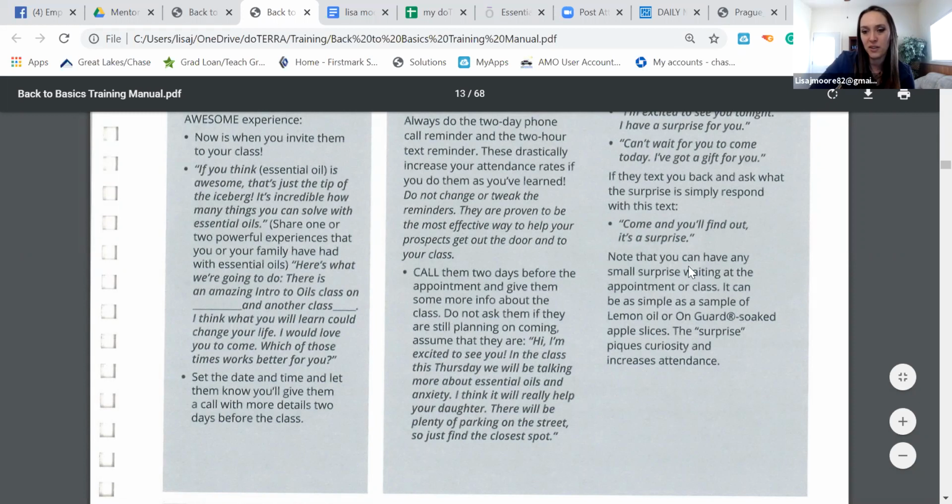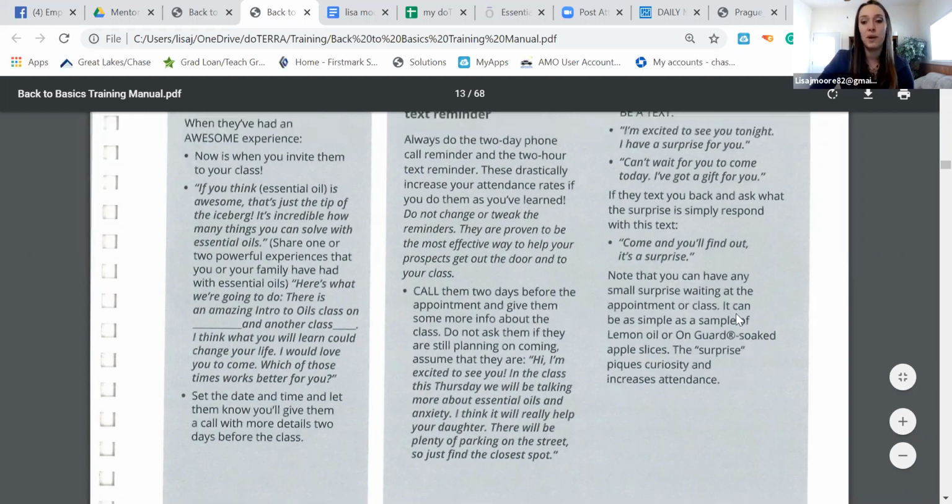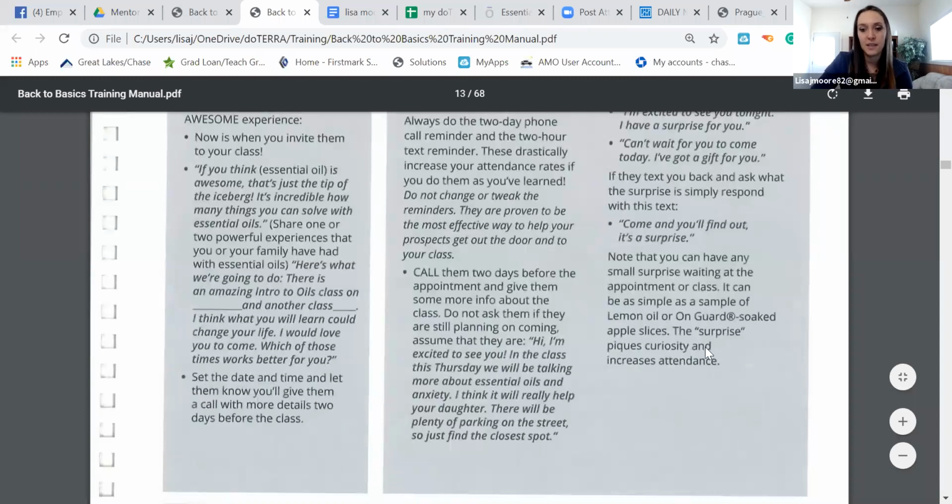And so note that you can have any small surprise waiting at the appointment or class. It could be as simple as a sample of lemon oil or On Guard soaked apple slices. A surprise piques curiosity and increases your attendance. Okay, so that is how we do it.